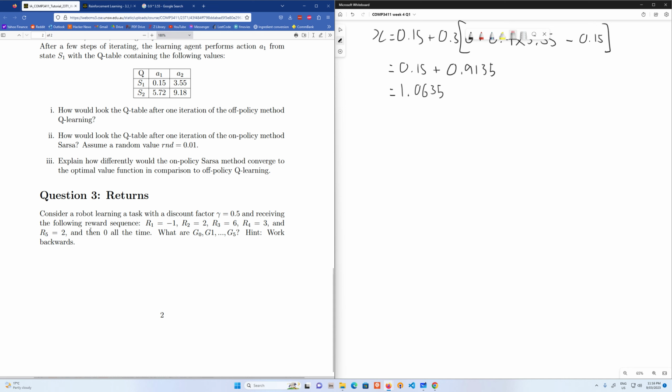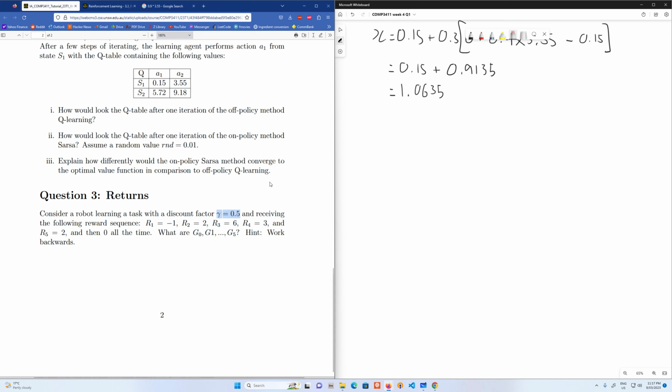Now we've got to try and figure out what's the actual discounted return that this robot can get at various time steps, which we represent by G0 up to G5. We also need to consider that there is a discount factor of 0.5.